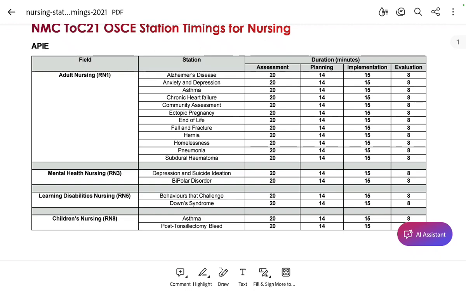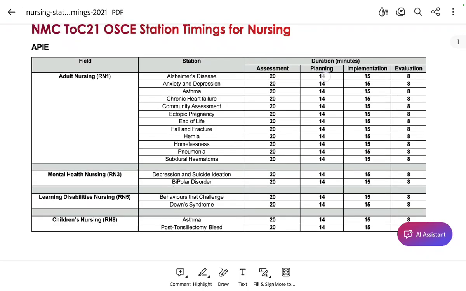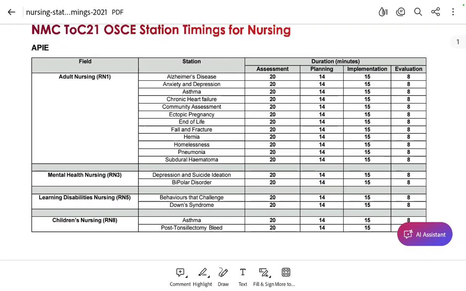But the timings are all the same, regardless of the scenario that you're going to have on the OSCE day at the API stations. You will have the assessment for 20 minutes, planning for 14 minutes, implementation for 15 minutes, and the evaluation station for 8 minutes.